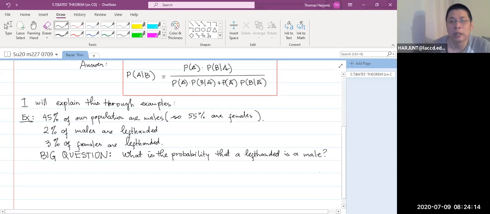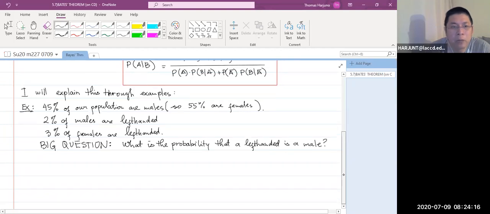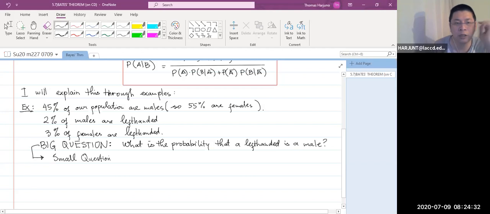To answer this big question, I will break it up into 4 steps. Let me call them small questions. Instead of answering that one big question directly, we will do it in 4 steps by answering these 4 questions. The first one: construct the probability distribution, the probability tree.